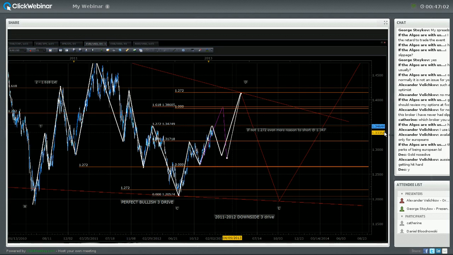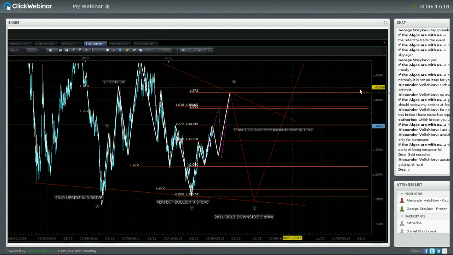Okay, guys. Now, these are the two scenarios in the tree drive patterns. Now, I want to make sure that everybody understands this. The tree drive pattern is a very simple pattern. As I've said before, Gartley patterns are just an extension of Elliott waves.